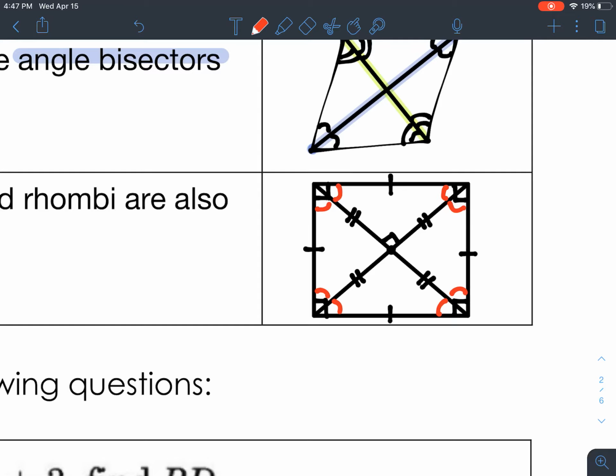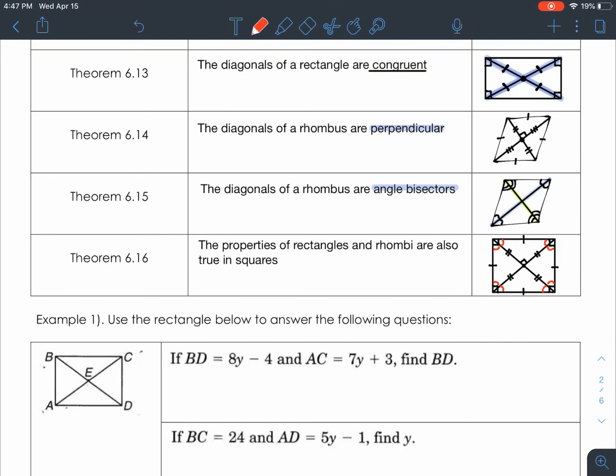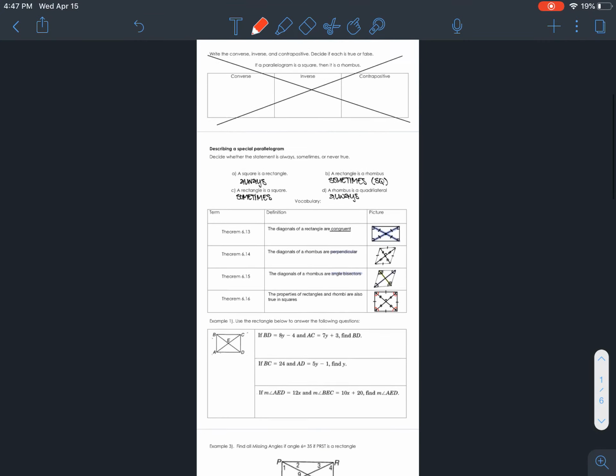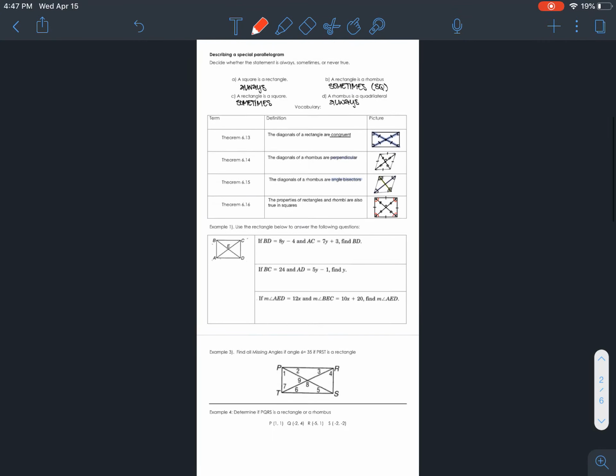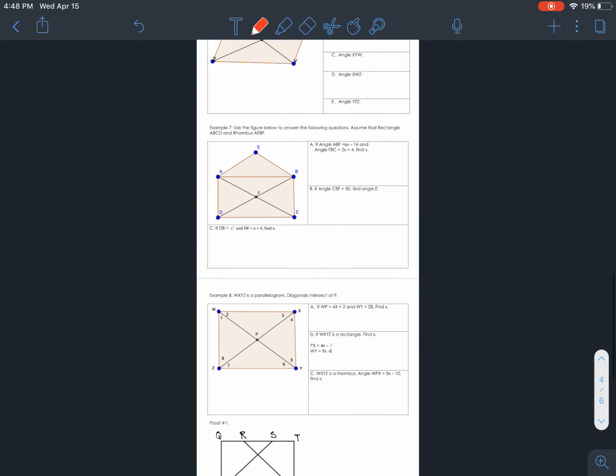So this right here is all the information we know about a square. Tons of information about squares. I'm going to pause here and just keep making my way through the notes.